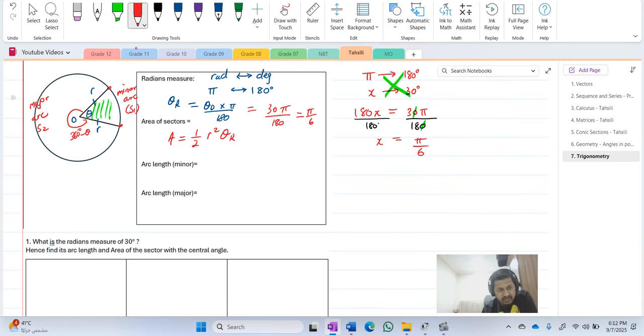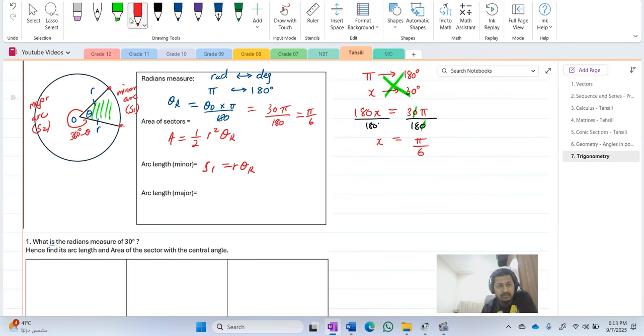So the length of the minor arc, we say, is just S1. S1 is equal to r theta. Theta must be in radians. Minor arc is the distance from there to there. So we just take the radius multiplied by the central angle.